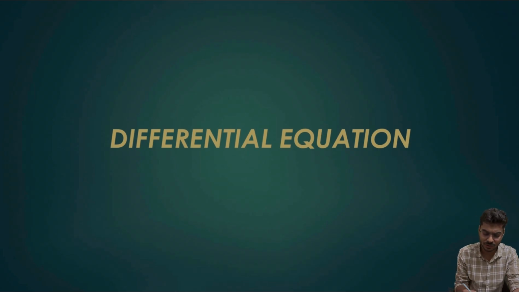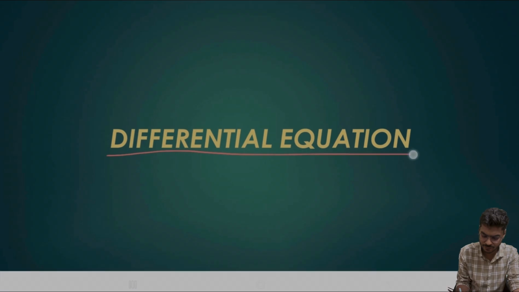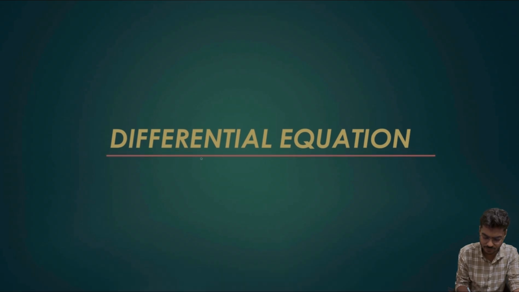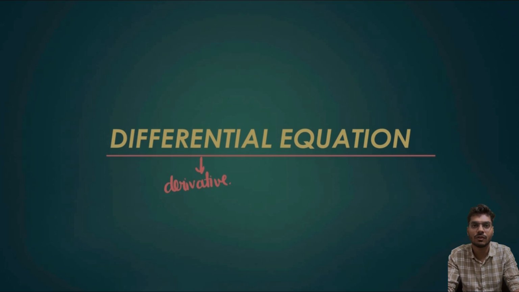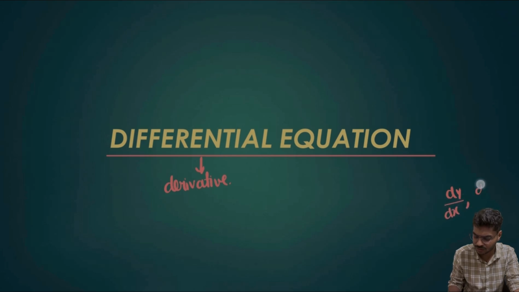So let us discuss what the differential equation is. What is the meaning of differential? Differential is nothing but the derivative. An equation which involves the derivative of the function is known as a differential equation. What do you mean by derivative? dy by dx is the derivative with respect to x, and the double derivative with respect to x. So the equation which involves these types of functions is known as a differential equation, right?